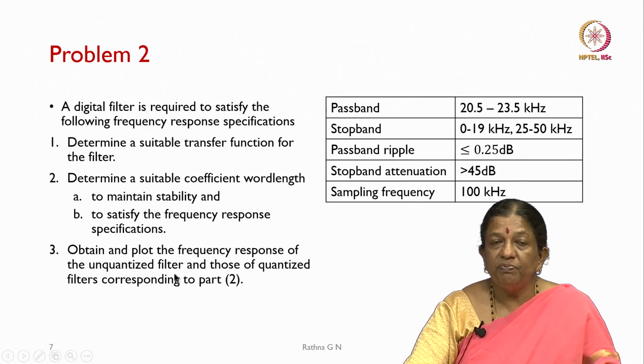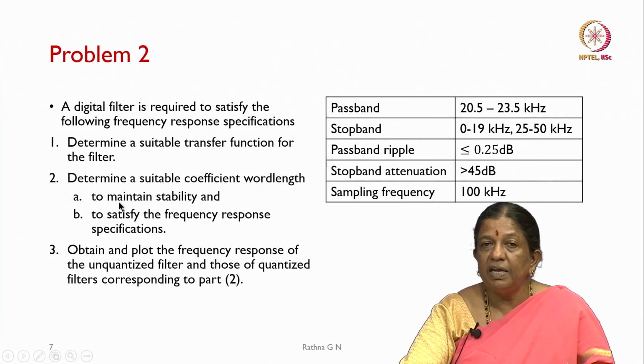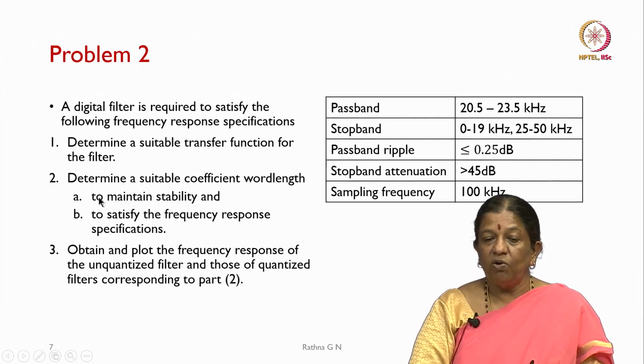We will take up an example. A digital filter is required to satisfy the following frequency response specifications. Determine a suitable transfer function for the filter and then determine a suitable coefficient word length to maintain stability and satisfy the frequency response specification. You will obtain and plot the frequency response of the unquantized filter and those of quantized filters, corresponding to the number of bits you will be considering.